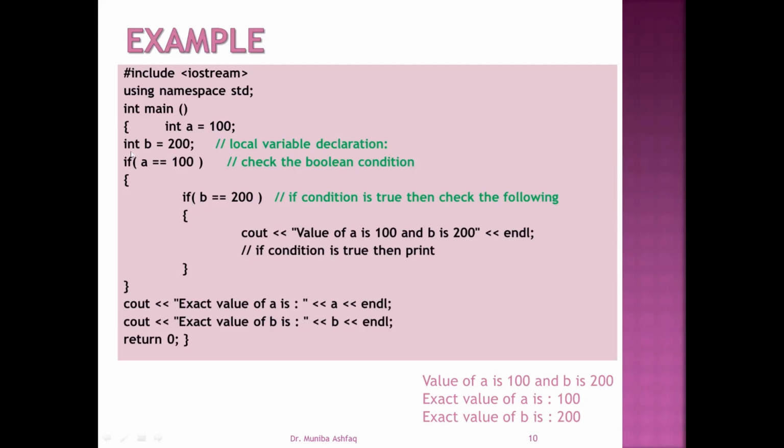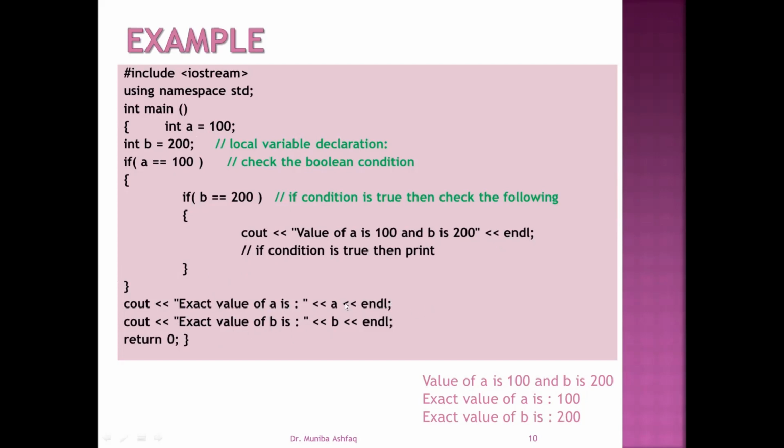But as in this program we have hard coded the values of a and b, assigning 100 to a and 200 to b, in this case this would be true and this would also be true. So it would be printed on the screen that the value of a is 100 and b is 200. And after the execution of this if statement, we will execute the following statements. So whether it executes or not, these statements would be executed in any case.